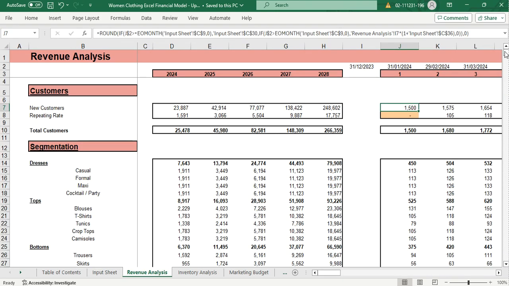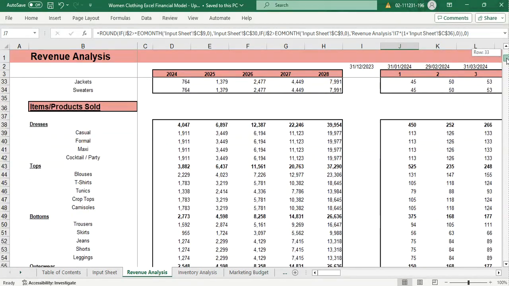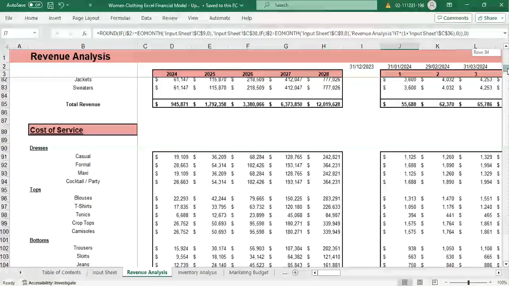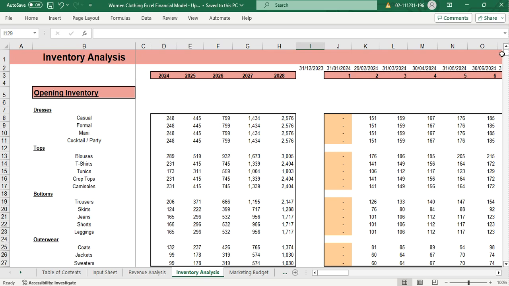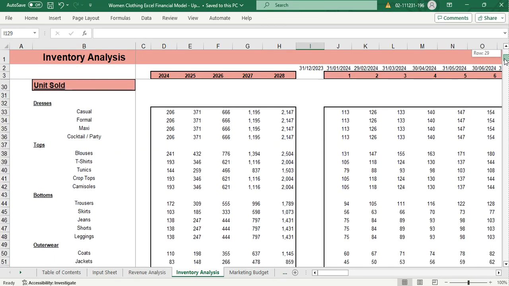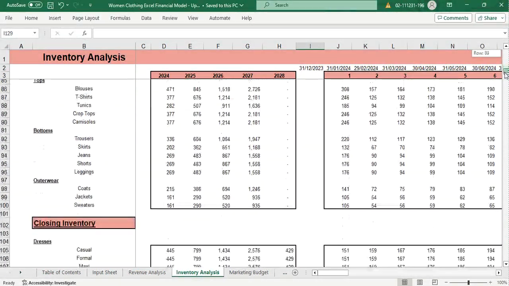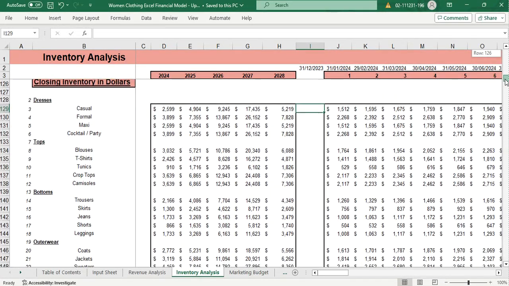Moving on, we have revenue analysis. In revenue analysis, we have the calculation of customers, the segmentation of our different revenue streams, the total products sold from each revenue stream, the total revenue, and then the cost of service. Then we have the inventory analysis. In inventory analysis, we have opening inventory, the total units sold, the target inventory, the purchasing inventory, the closing inventory, and the closing inventory in dollars.